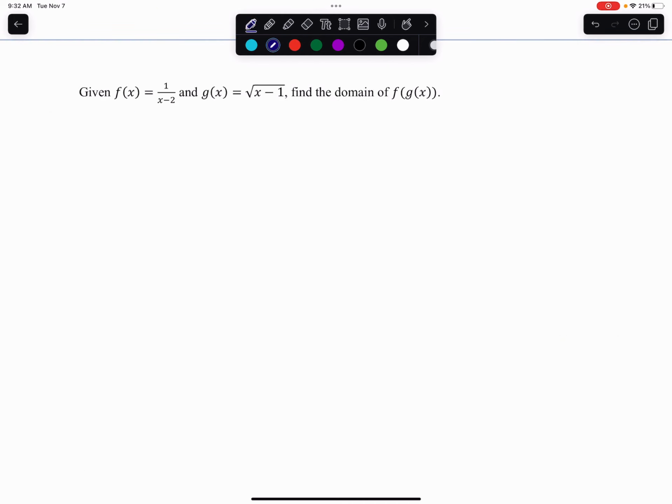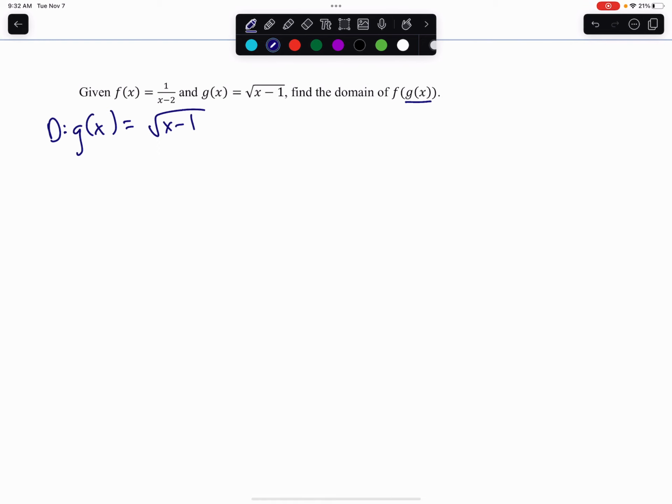For the last one, feel free, if you guys want, to pause the video and try it yourself. We're going to go over it as well. So the very first thing we have to do is find the domain of f of g of x. We have to find the domain of what we're plugging in. So let's find the domain of g of x first. G of x is the square root of x minus 1.